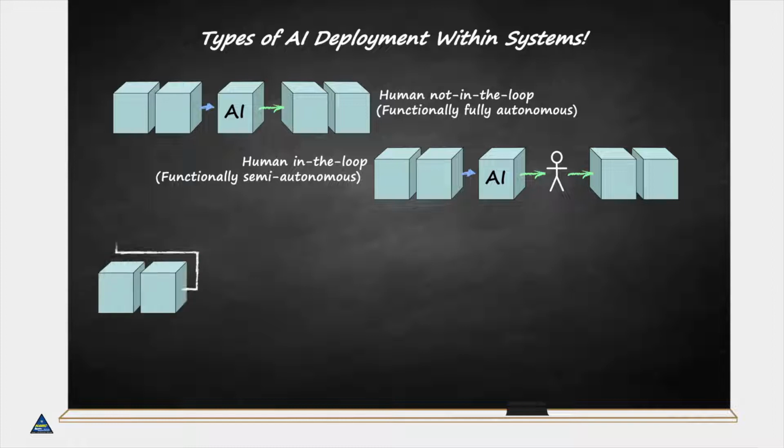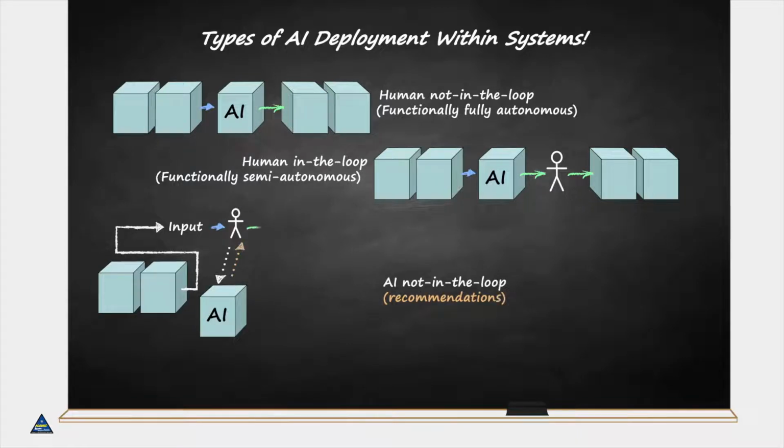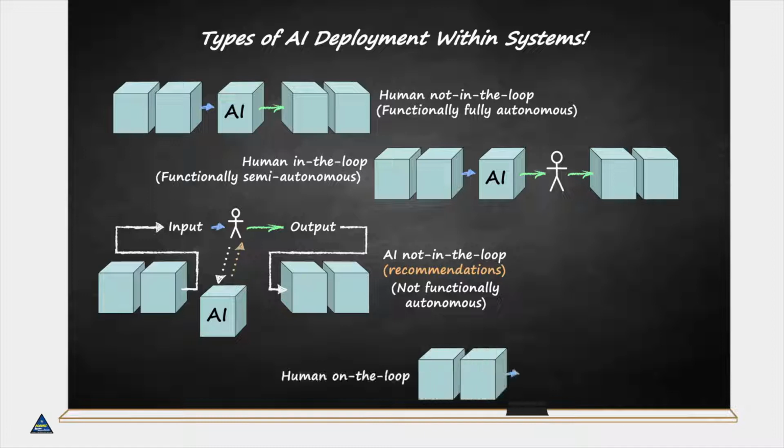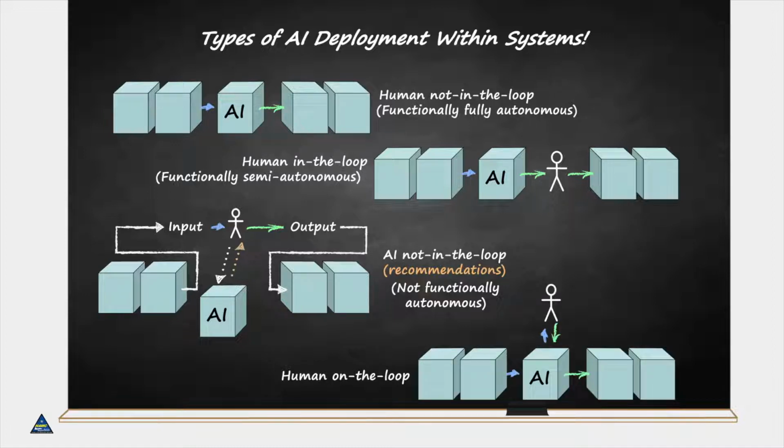Or you can put AI out of the loop or not in the loop completely, and the human is just literally getting recommendations. That could be a recommendation engine. That could be something that says, hey, do this, do that. Okay, I'll go do it, and the person tells the rest of the system what to do. The final one is that you can put human on the loop. It's very popular. In other words, it's monitoring. It's looking at what the AI is doing, and it will only interfere if it thinks that the AI is doing something that is not appropriate.